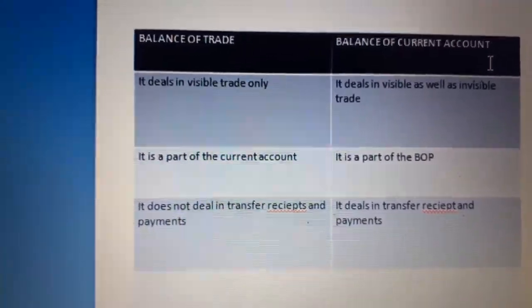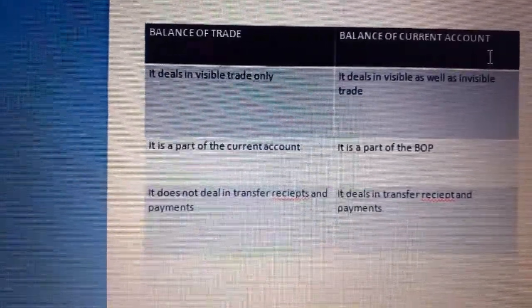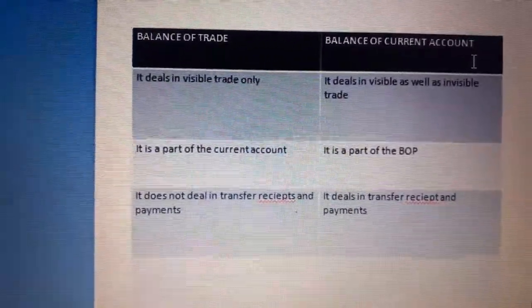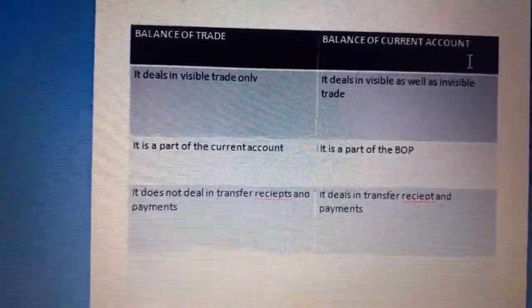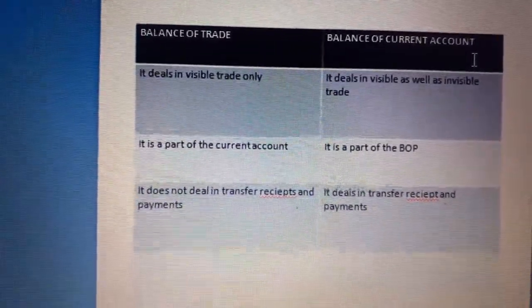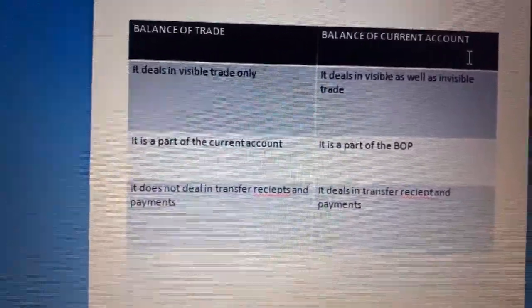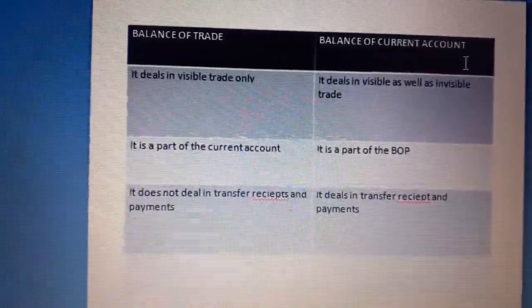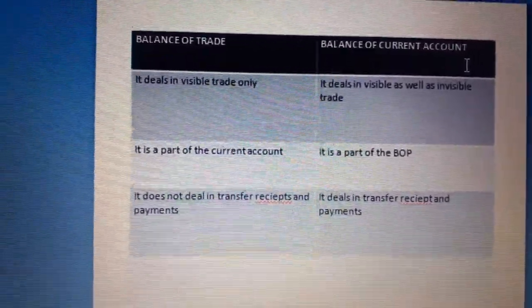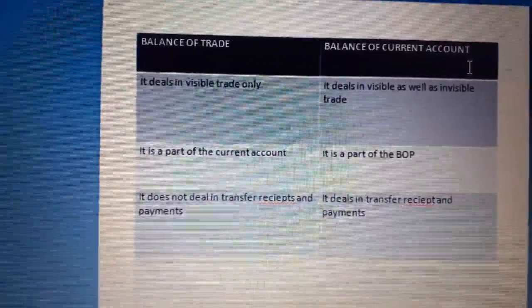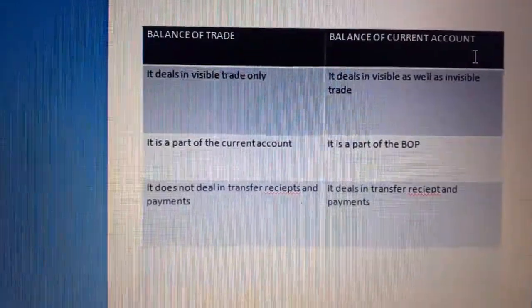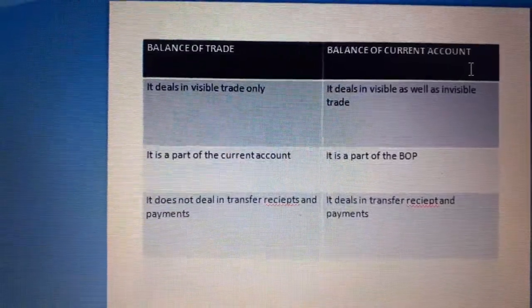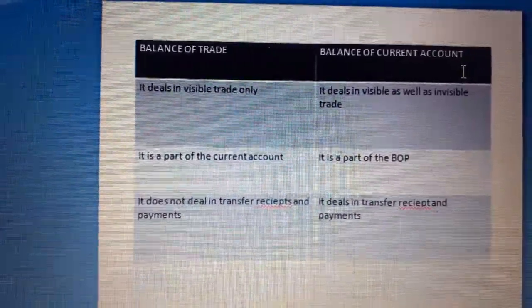Now we can also get a question, what is the difference between the balance of trade and the balance of current account? Please keep in mind, if you go back to our old table, items 1, 2, 3, 4, 6, 7, 8, 9 together give us the balance of current account, and just items 1 and 6 give us the balance of trade. Now if you look at balance of trade, we are only dealing in tangible commodities. So it deals in visible trade only, whereas the balance of current account will deal in visible as well as invisible trade.